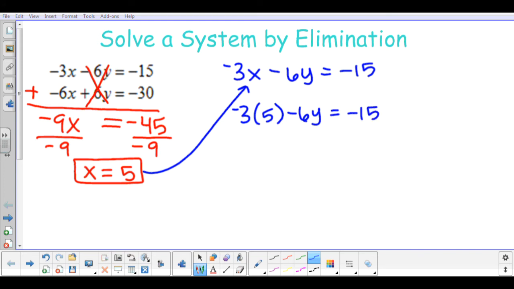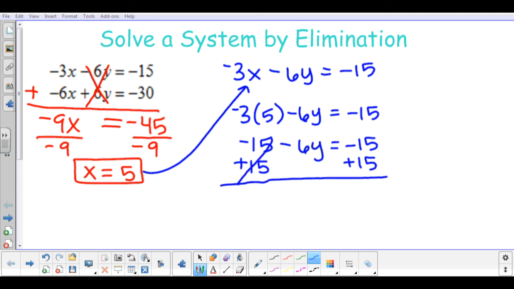So that got rid of the x for me, since I knew its value from the previous portion of the problem. And now I can just simplify to solve for my remaining y variable. So -3 times 5 is a -15 minus 6y will equal a -15. I still need to get the y by itself, so I'm going to add 15 to both sides. That eliminates the 15, and I have -6y equal to 0.